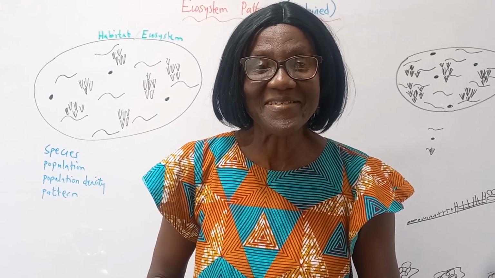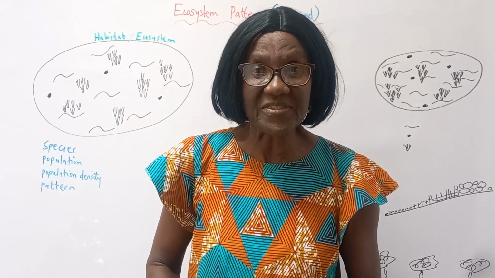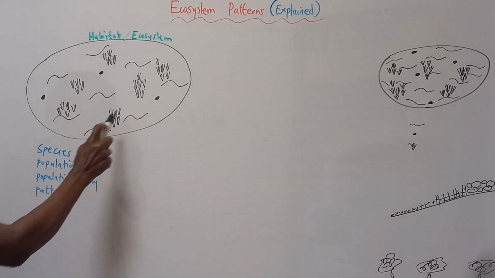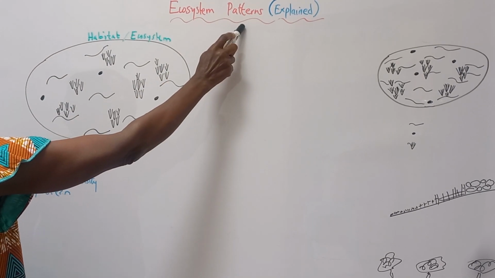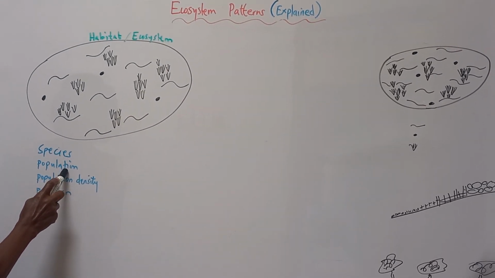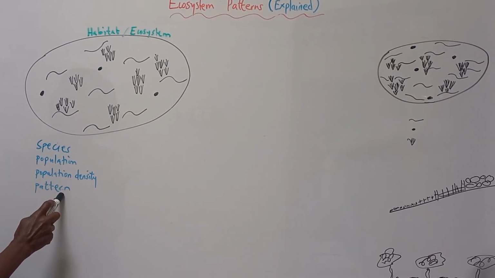In this lesson, we are explaining ecosystem patterns. There are various terms that we will meet when explaining ecosystem patterns, and the terms we will meet are species, population, population density, and pattern.